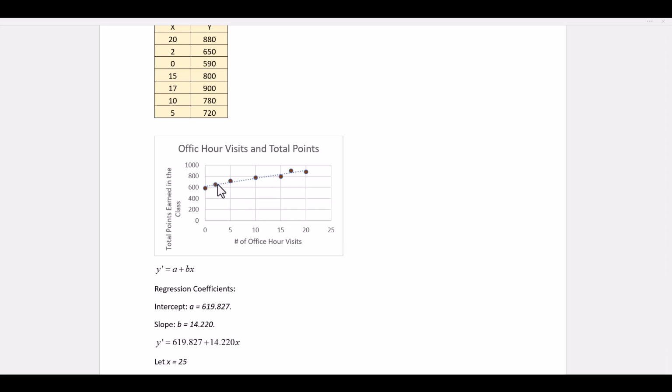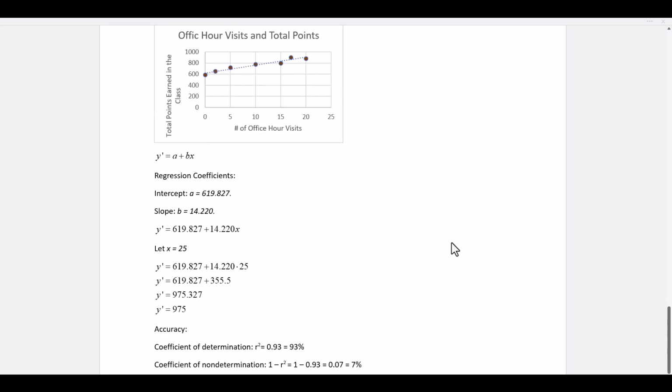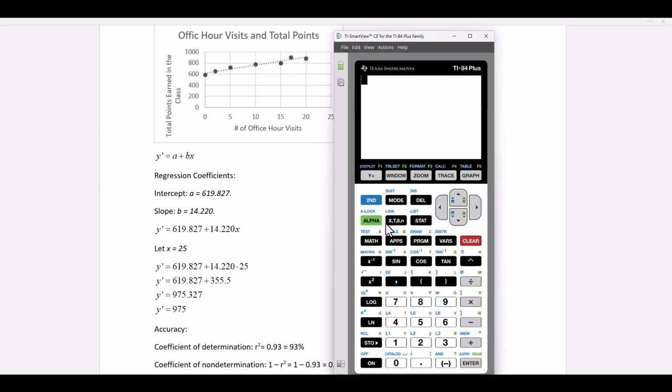And we have a graphical representation of it here on the scatter plot. But we want to actually compute the formula for the line of regression. The structure is y prime equal to a plus bx. To calculate the line of regression, we have to enter the data.